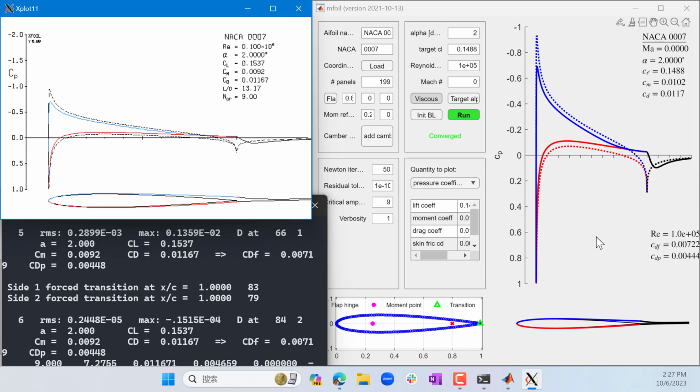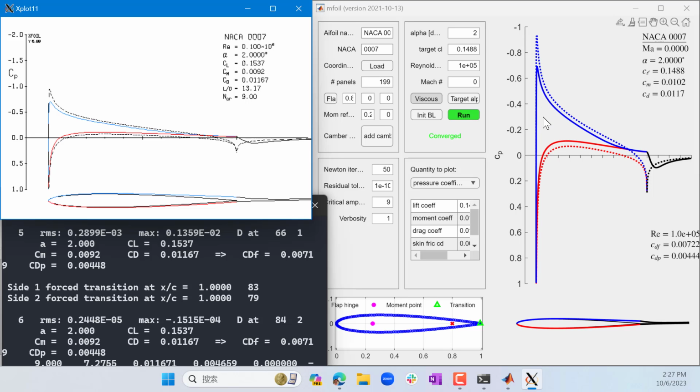All right, so let's look at the pressure distribution at 2 degrees angle of attack. Now what is the difference between the inviscid pressure and the viscous pressure? Can you identify the effect of the boundary layer as not just making the airfoil thicker, but also another effect?